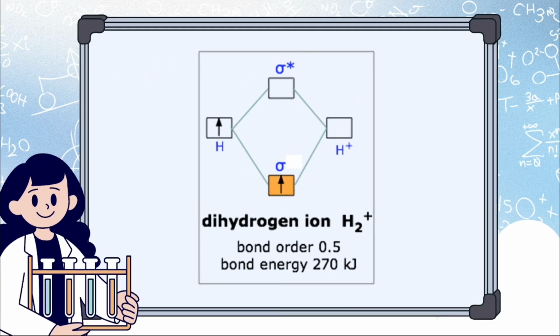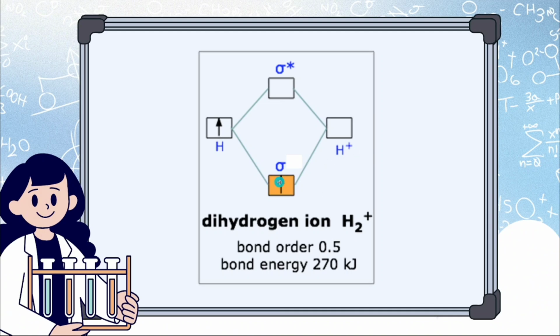Here in the diagram, again, on the sides, each hydrogen atom contributes one s atomic orbital, shown as the boxes labeled H. These orbitals combine to form two molecular orbitals: the sigma, the bonding orbital, of lower energy, and the sigma star, the antibonding orbital, of higher energy. The electron placement: the hydrogen ion has only one electron in total. According to the Aufbau principle, the electron fills the lower energy bonding orbital first. The antibonding orbital then remains empty.